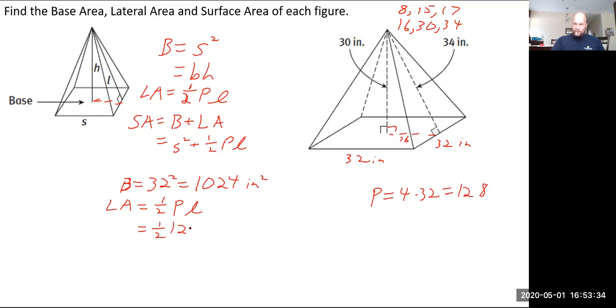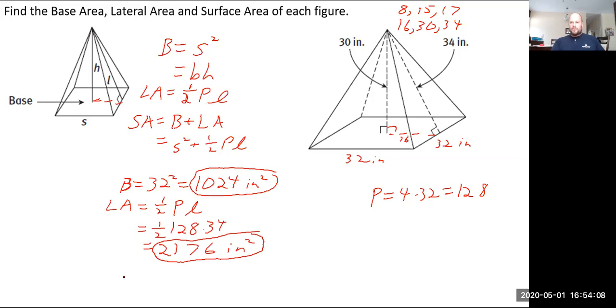We plug in the perimeter, 128 times the slant height of 34. So now, do that on our calculator. We're going to have 1/2 times 128 times 34 gives us 2,176. Again, this is in inches squared. So that's our second part of our answer, 2,176 inches squared.